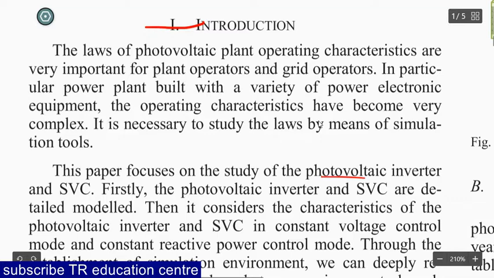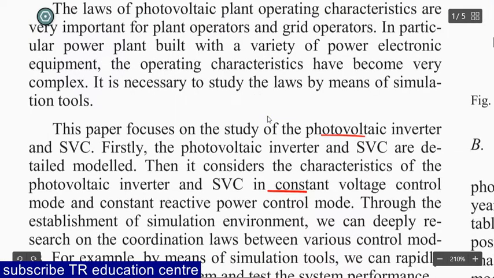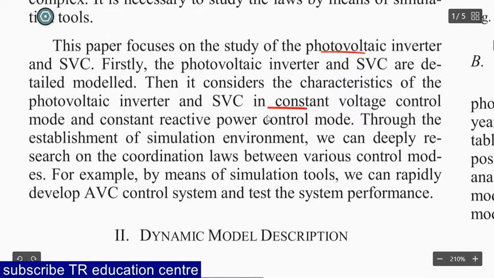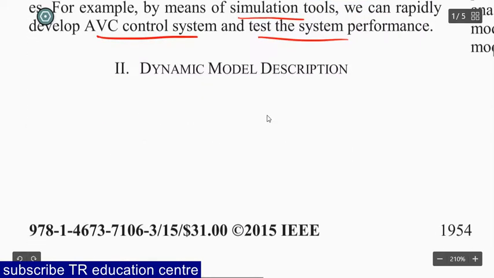Firstly, the photovoltaic inverter and SVC are modeled in detail. Then it considered the characteristics of the photovoltaic inverter and SVC in constant voltage control mode and constant reactive power control mode. Through the simulation environment, we can deeply research the coordination law between the various control modes. For example, by means of a simulation tool, we can rapidly develop an AVC control system and test the system performance.